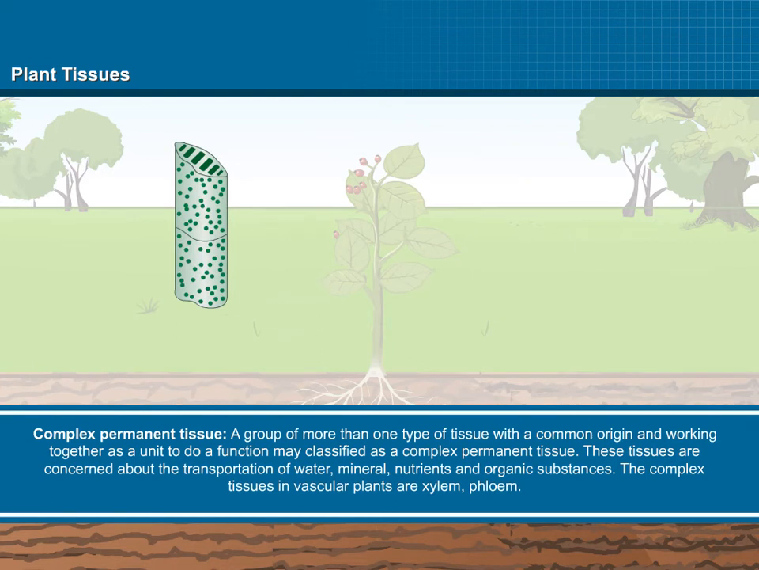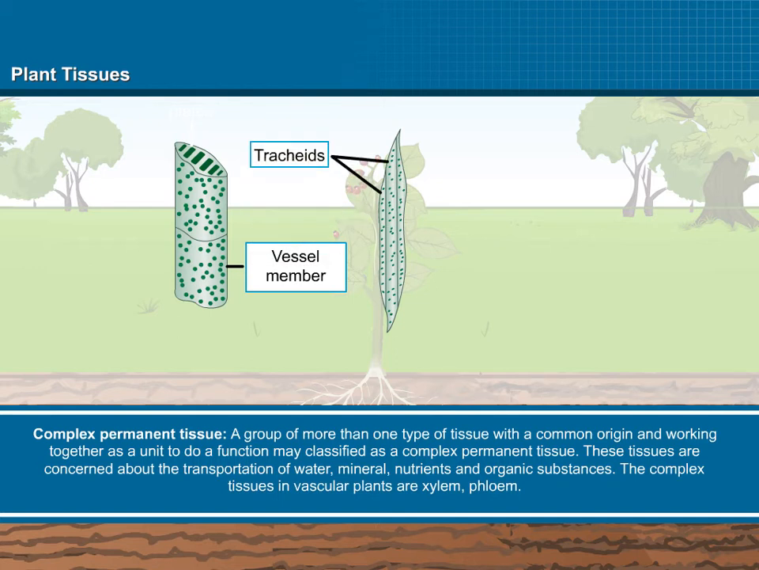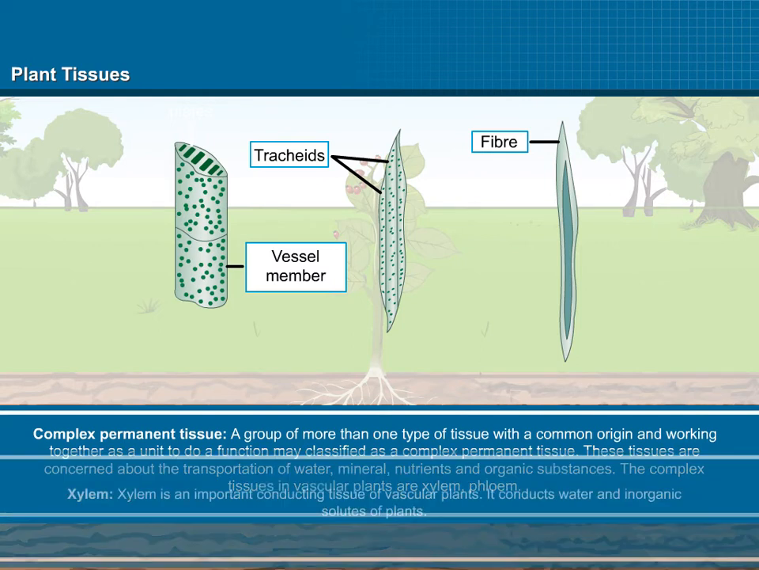Complex permanent tissue. A group of more than one type of tissue with a common origin and working together as a unit to do a function may be classified as a complex permanent tissue. These tissues are concerned with the transportation of water, minerals, nutrients and organic substances. The complex tissues in vascular plants are xylem and phloem.